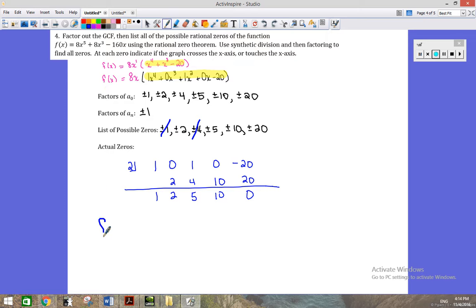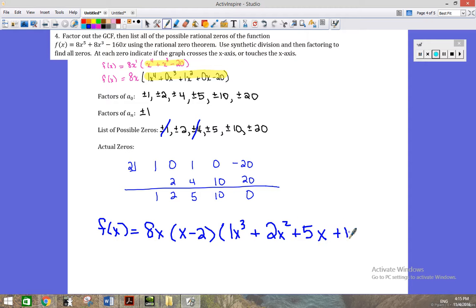So I've got this f of x. We already originally recognized there was a greatest common factor of 8x. Then we worked with the reduced polynomial and said that it had a factor of x minus 2. Because remember, if x equals 2 is a 0, then in factored form it's x minus 2. Well, now, if you go backwards, this is the constant. This is 1, 2, 3. That 1 is 1x cubed, 2x squared plus 5 plus 10.